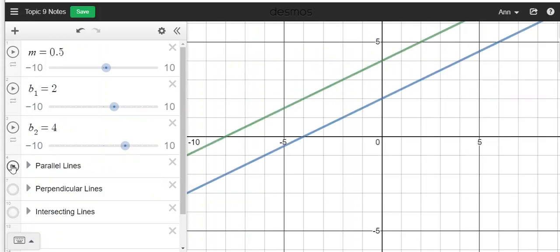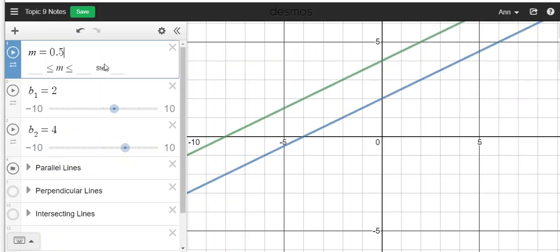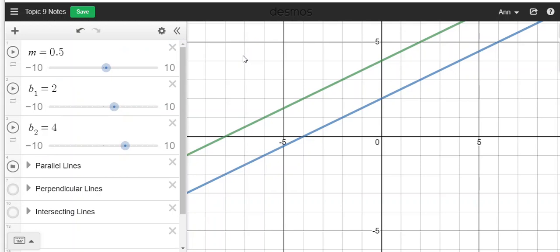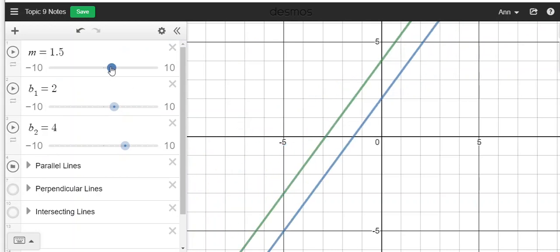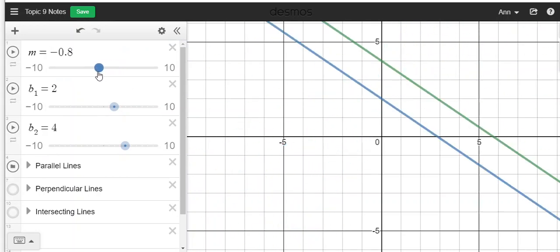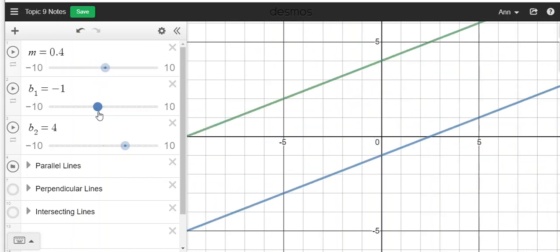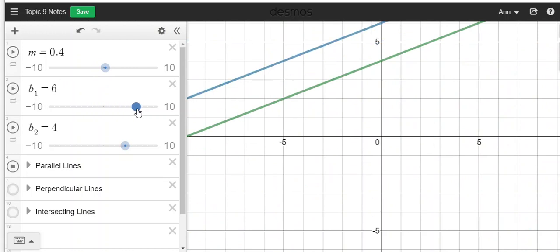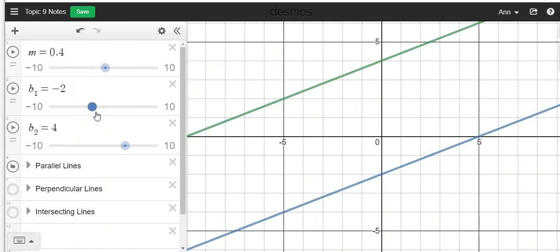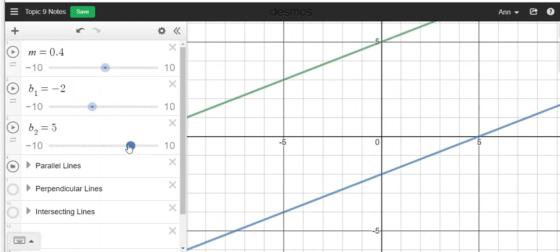We're talking about parallel lines. I'm going to move the slope here, and you'll see that they stay parallel to each other. They both have the same slope, but different y-intercepts. If I change the y-intercept, they're getting closer and further apart. I can change the green one also.